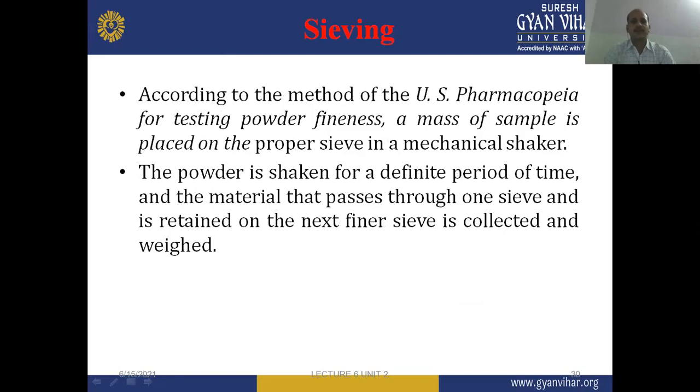So according to the method of the United States Pharmacopoeia for testing powder fineness, a mass of sample is placed on the proper sieve in a mechanical shaker. Then the powder is shaken for a definite period of time, and the material that passes through one sieve and is retained on the next finer sieve is collected and weighed. This is the method which is also available in the USP for testing of different powder fineness.